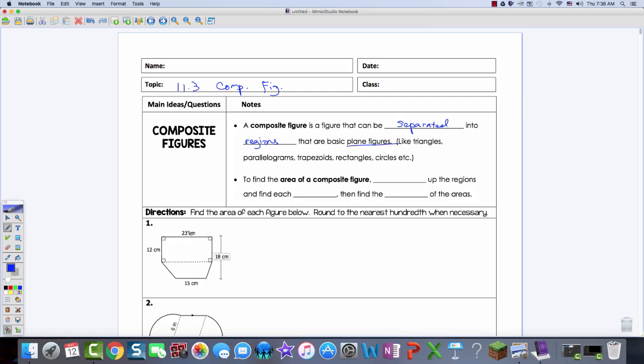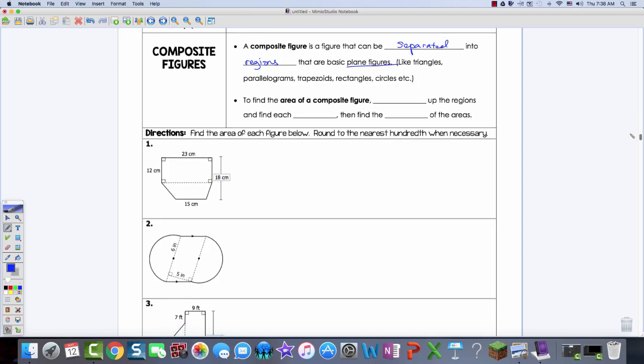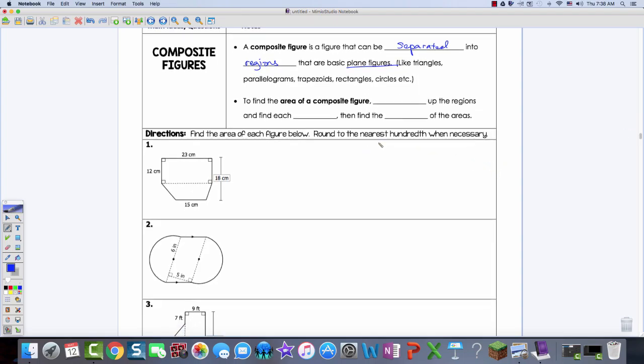So you can see there are rectangles, trapezoids, parallelograms, triangles, circles, anything that relates to the information you have already obtained. You use this information to build little pieces, and then add them back together. In this unit, we are going to study how to find the area of these composite figures. To do that, we have to divide up the regions, find the area of each region, and then find the sum of all the areas.